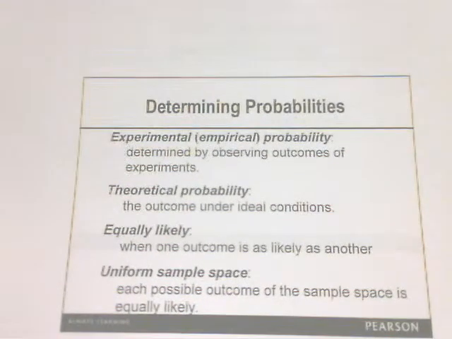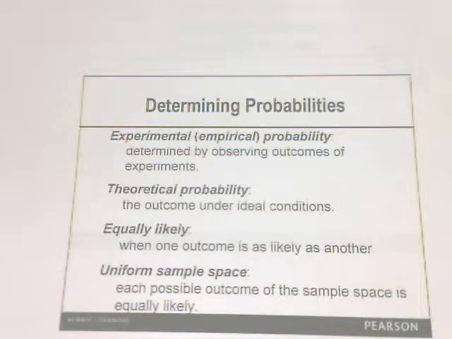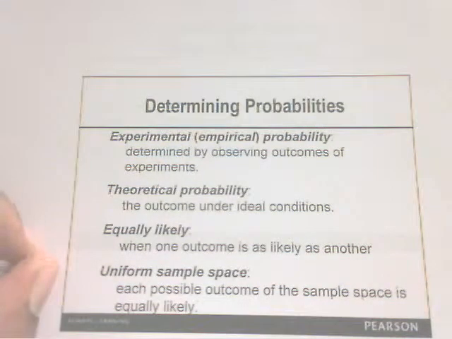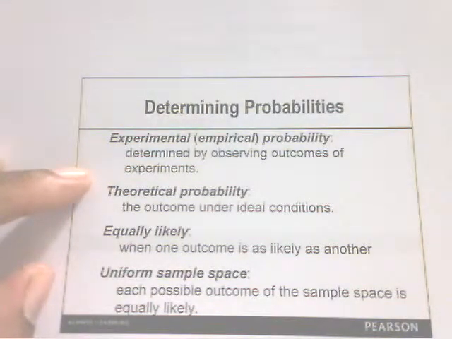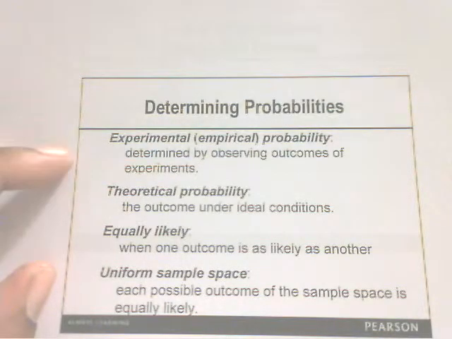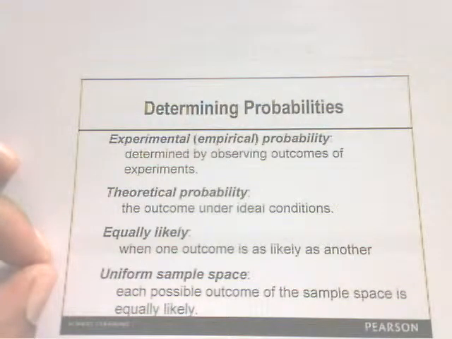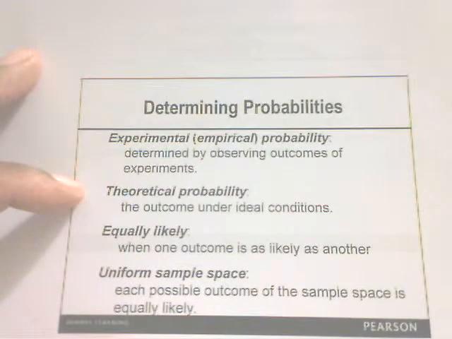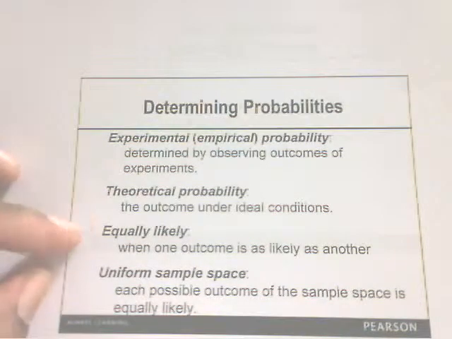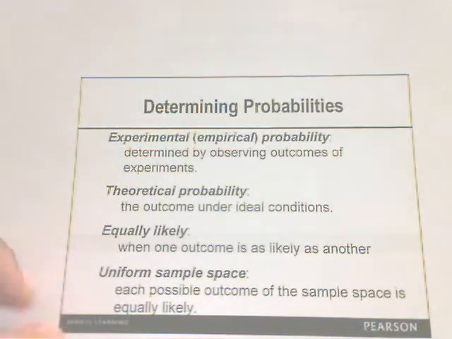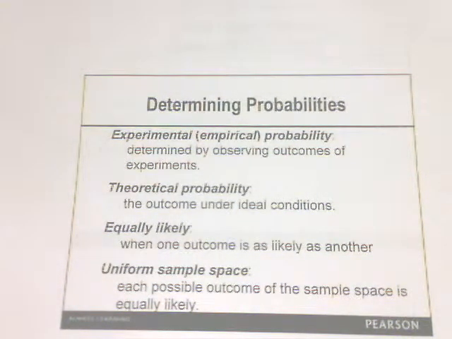Okay, now let's look at how we can determine probabilities. There are a couple of types of probabilities here. One of them is the experimental probability or empirical probability. That's determined by observing outcomes of the experiments. In other words, if we toss a fair coin, let's say 100 times, and we count how many times we get heads after the 100 tosses, that would be an experimental or empirical probability. Also, theoretical probability is the outcome under ideal conditions. If I toss a fair coin, then the probability of getting heads theoretically would be 1/2, or the probability of getting tails theoretically would be 1/2 as well. Or rolling a fair die, the probability of getting a 1 would be 1 out of 6.